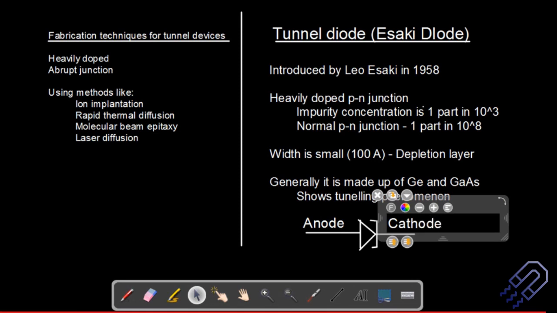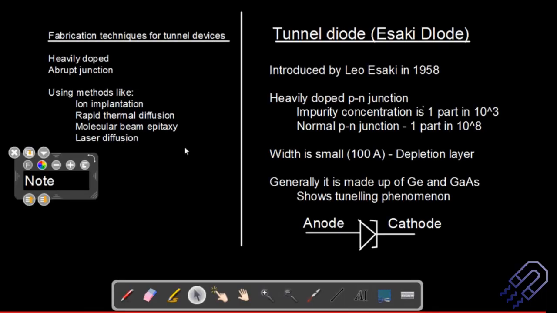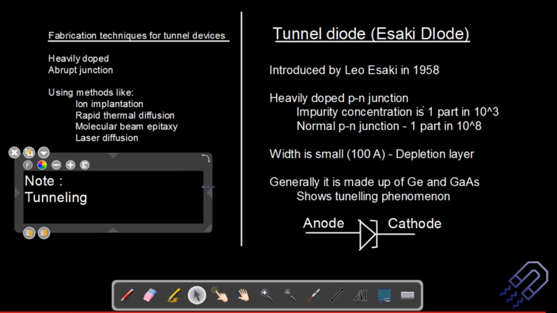If someone asks you to write a short note on the tunnel diode, I think this should work. Then we can talk about the diagram. If more marks are given, then you can include the physics behind how the tunnel diode works. So if we just write down a small note, it's all about the tunneling effect that you know. But I think this is important.